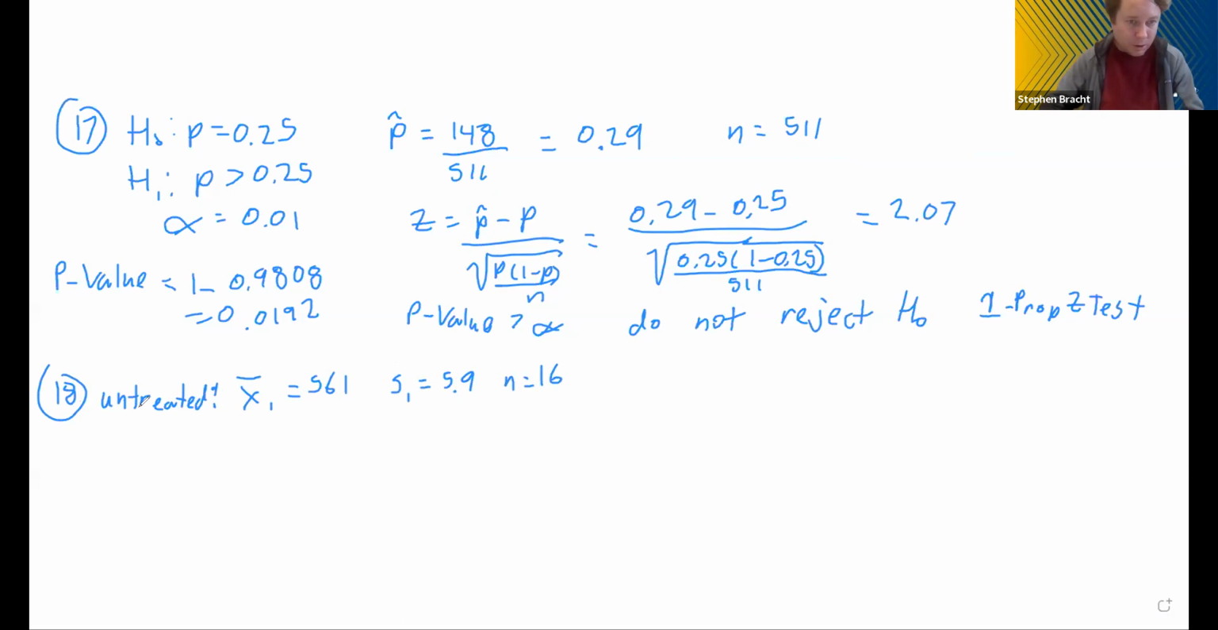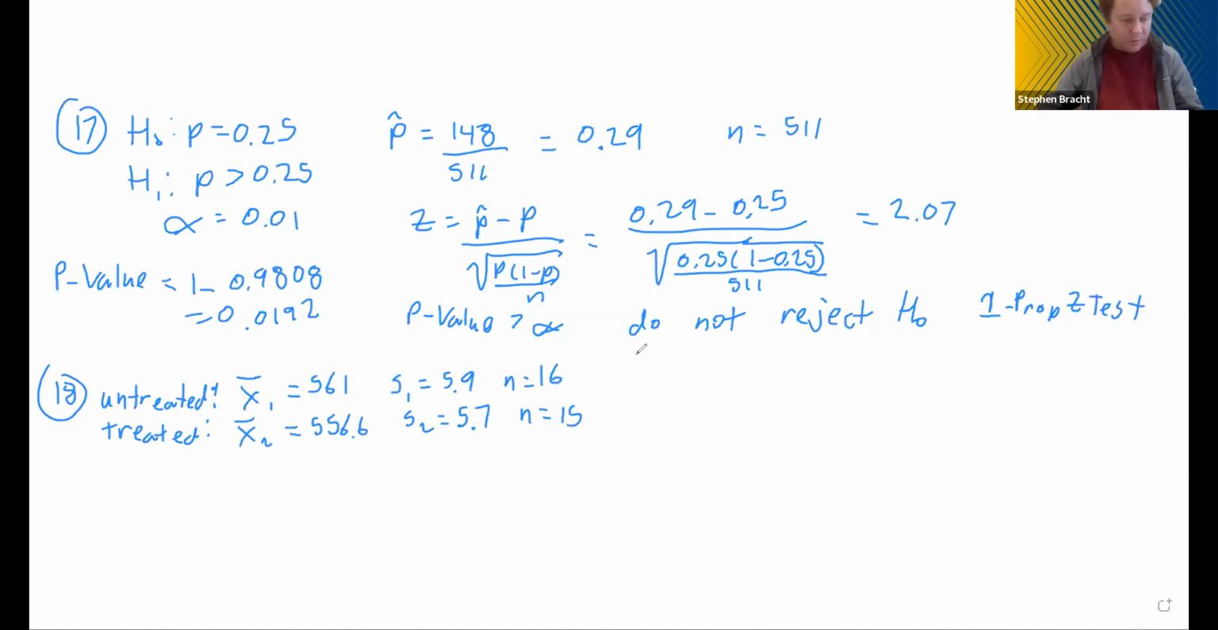For the treated water, the sample mean, which we'll call X2 bar, is given as 556.6. Sample standard deviation is given as 5.7. Sample size is given as 15.